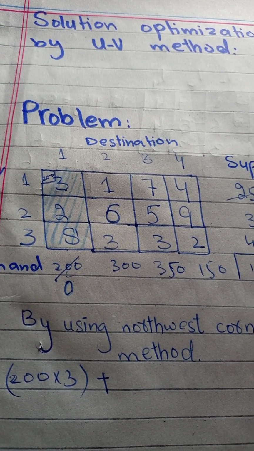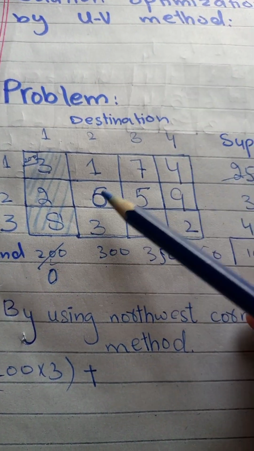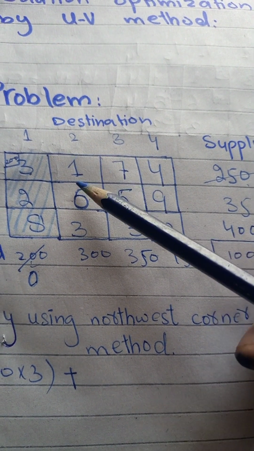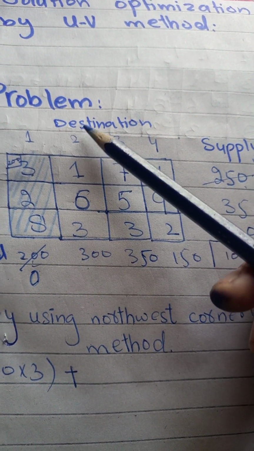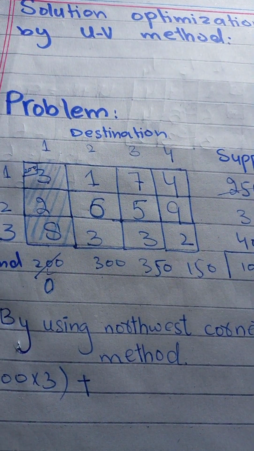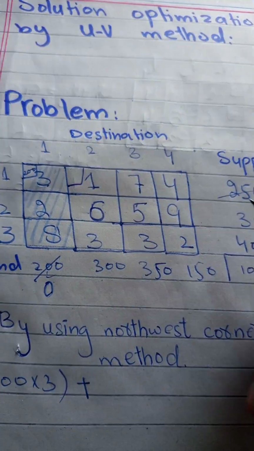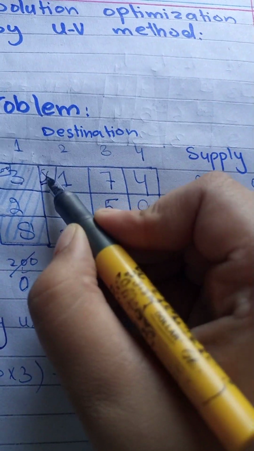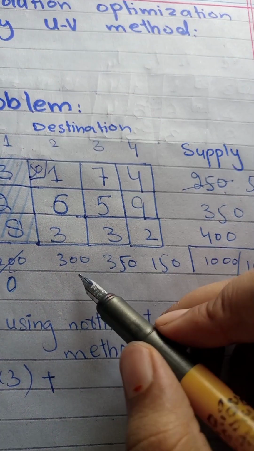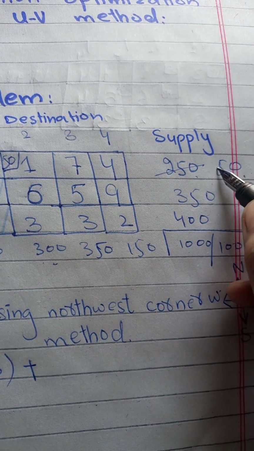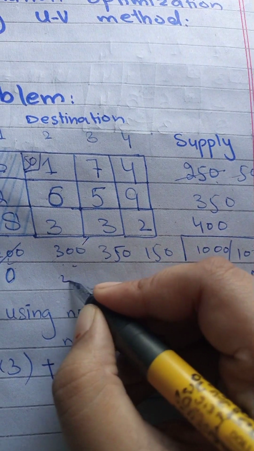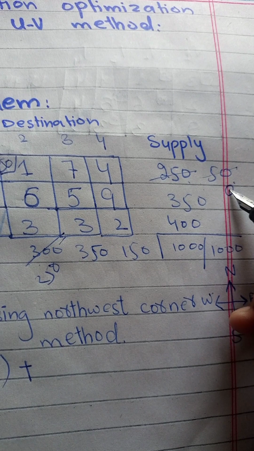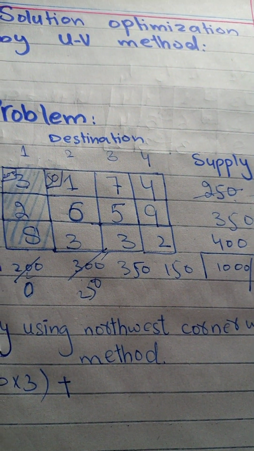Now we will move further. Now we have 3 rows and 3 columns. We have to choose the next number which is more on the west side and more on the north side. 1 is the respective number. With respect to 1, 50 is supply and 300 is demand. We will write 50 here because 50 is least and 300 is more. So here will remain 0 and here will remain 250. The 0 will cause the cancellation of the whole row.